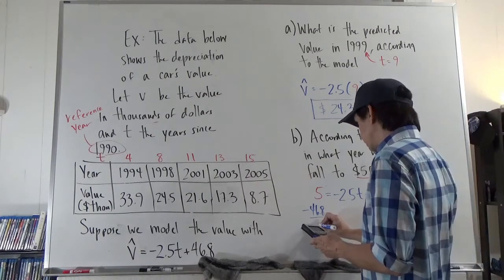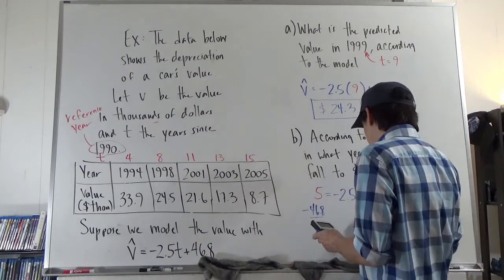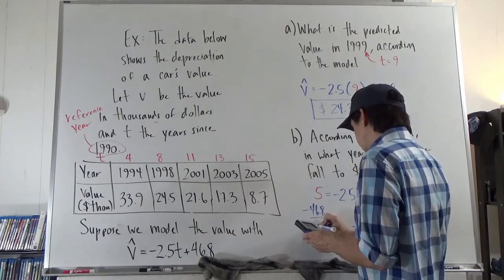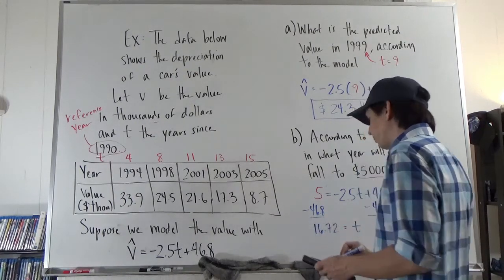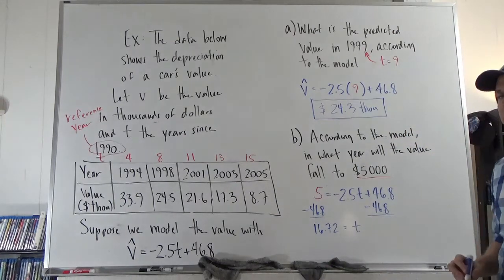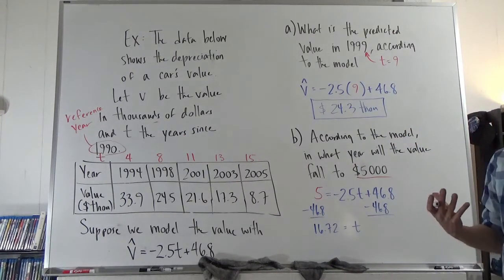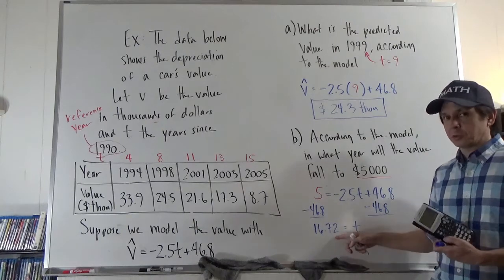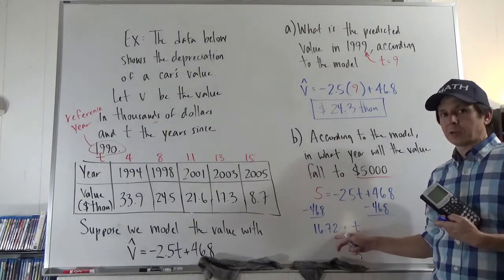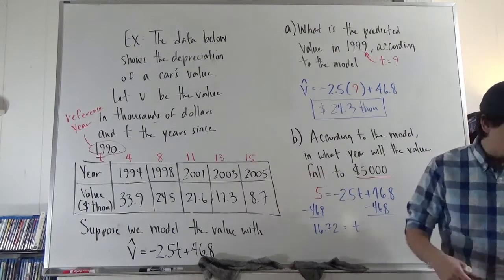Okay, and I got, I'm skipping some steps. 16.72 is what I got. Now, you usually don't give decimal years. You don't say it's the year 2020.7, even though we're well into 2020.